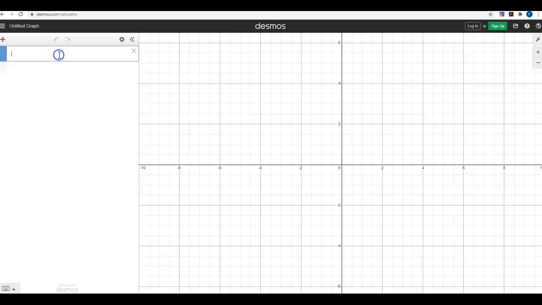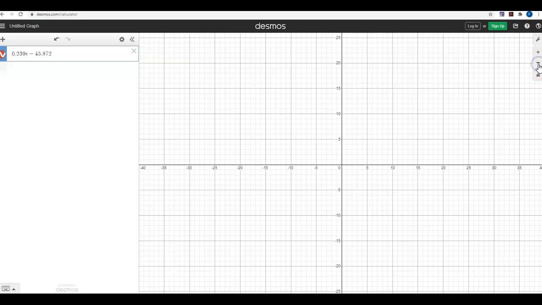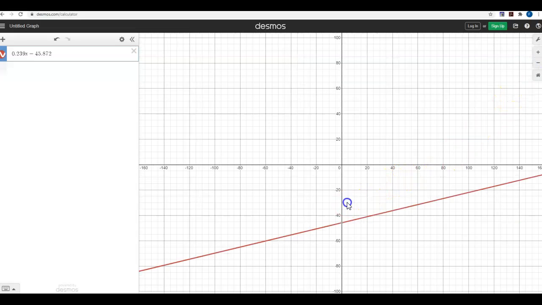So let's go ahead and put this equation into our Desmos calculator. We got 0.239x minus 45.872. Okay, now if you take a look at here right now, we don't see the graph in our display. And we want to figure out what the y minimum and y maximum would be for us to be able to see the y-intercept. So we're going to zoom out, and then we're going to keep zooming out until we actually see the graph. Well, there's our graph down below.